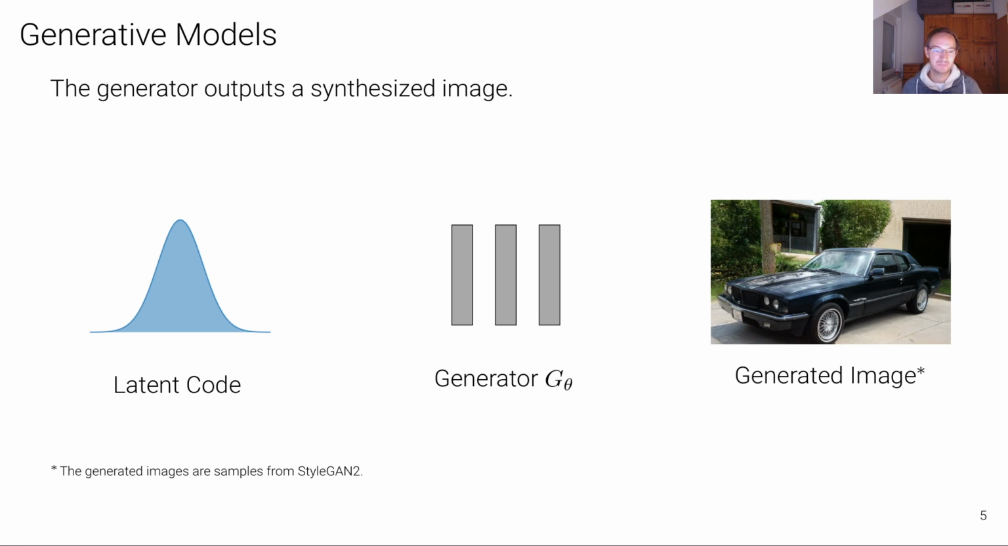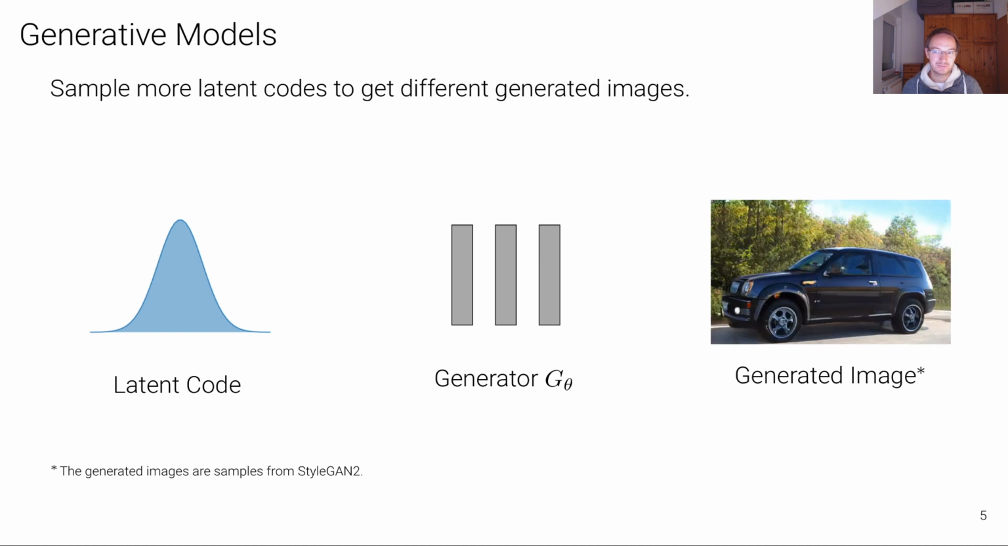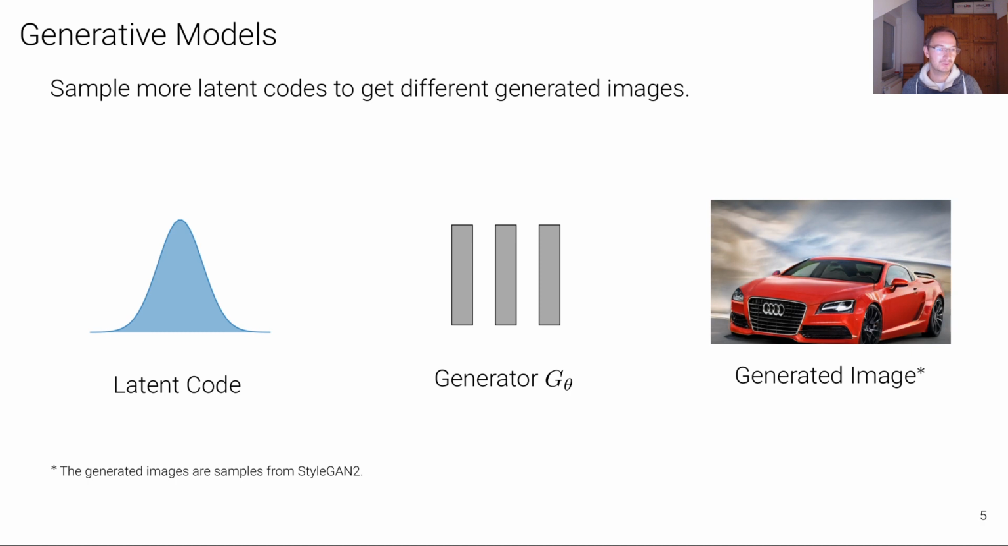And here are some samples that are generated from StyleGAN 2. It's amazing how well these models work these days. Here you can see pictures of cars generated from this model. And if you sample more latent codes, you get more different generated images that all look like cars.